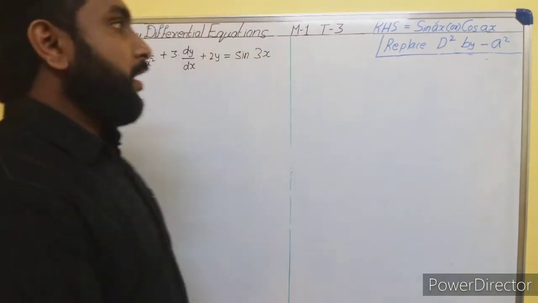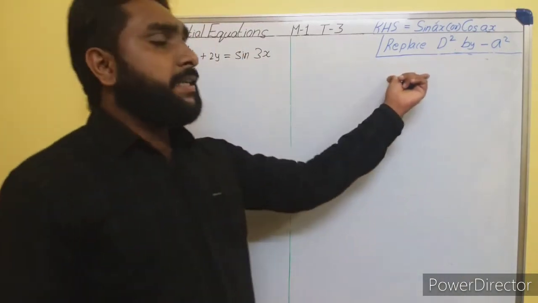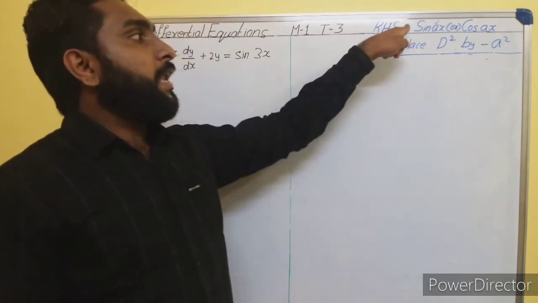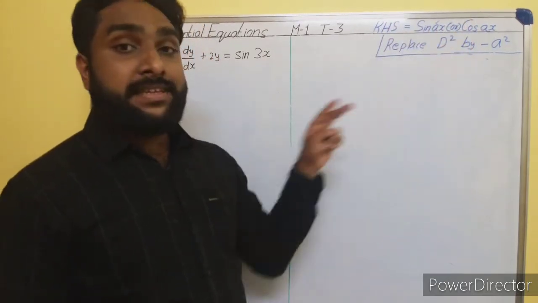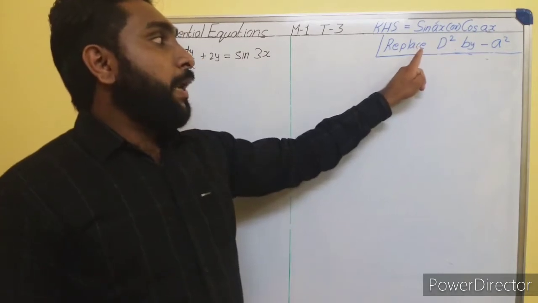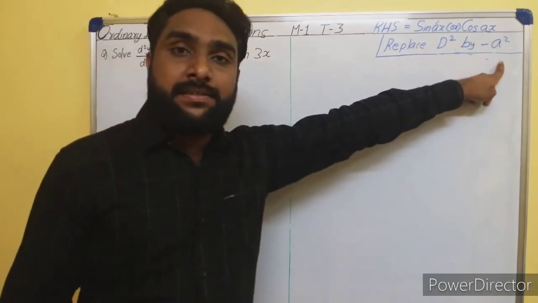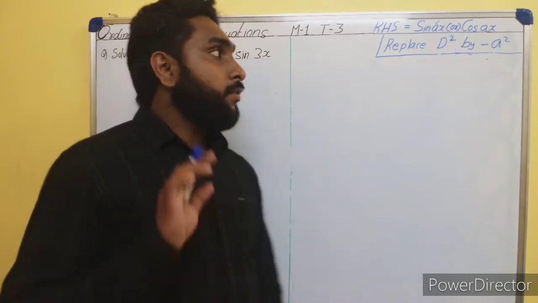So let us sort it out. And we do have a small condition before going to the problem. When RHS is equal to sin AX or cos AX, in that condition, we have to replace D square by minus a square. That's it. So let's begin.